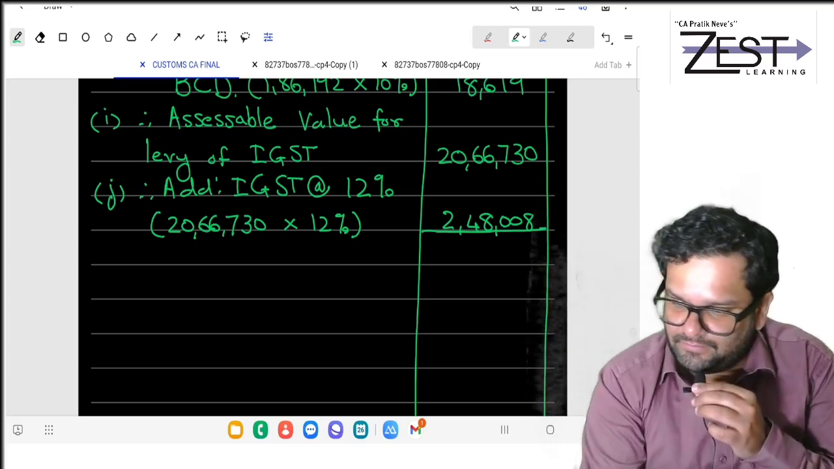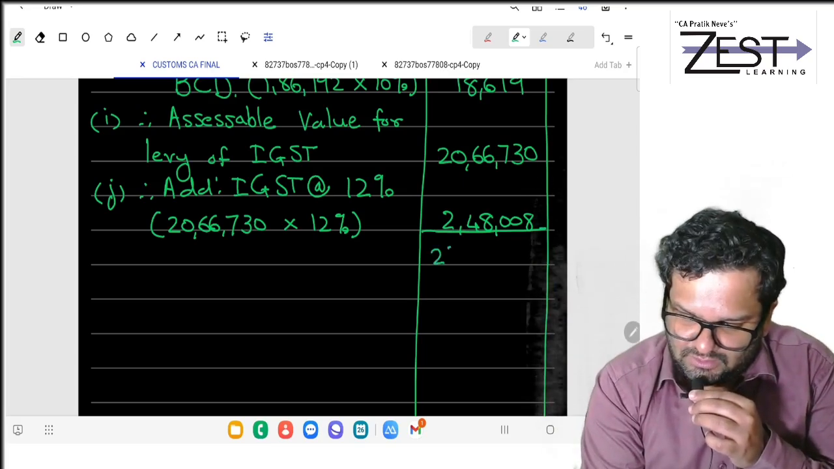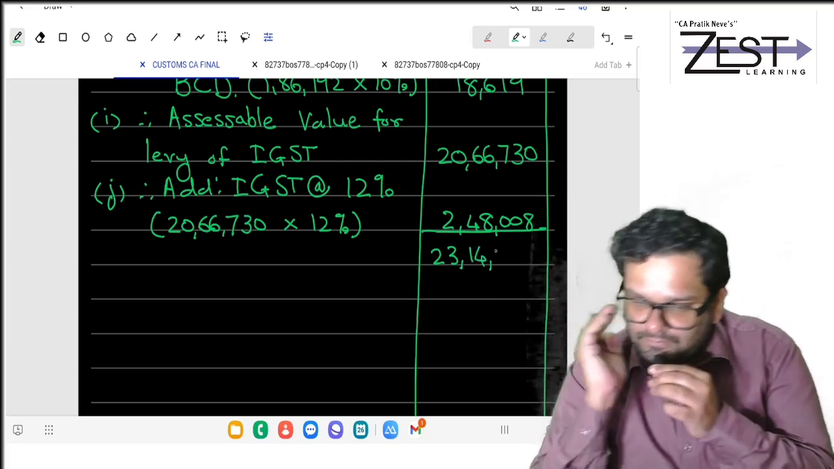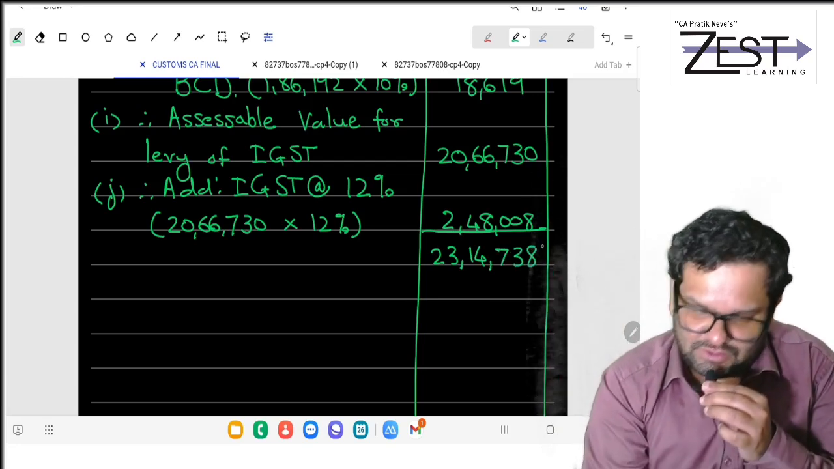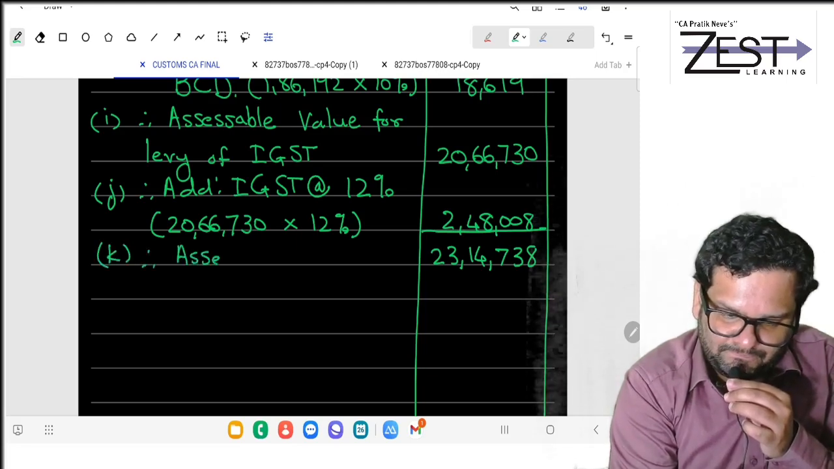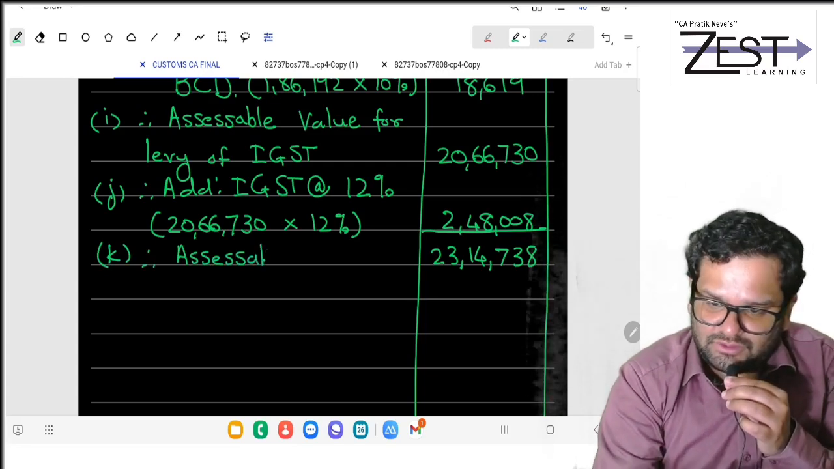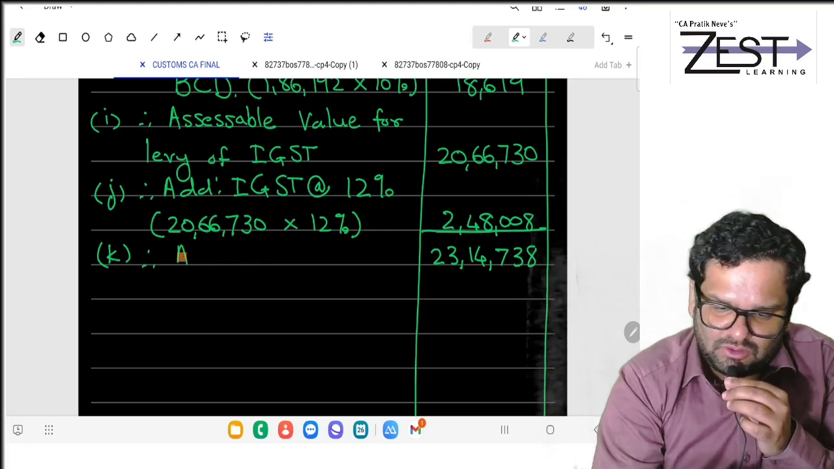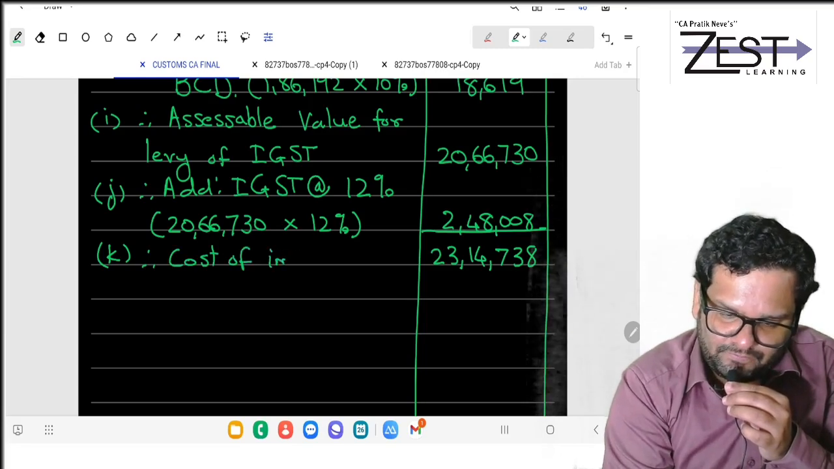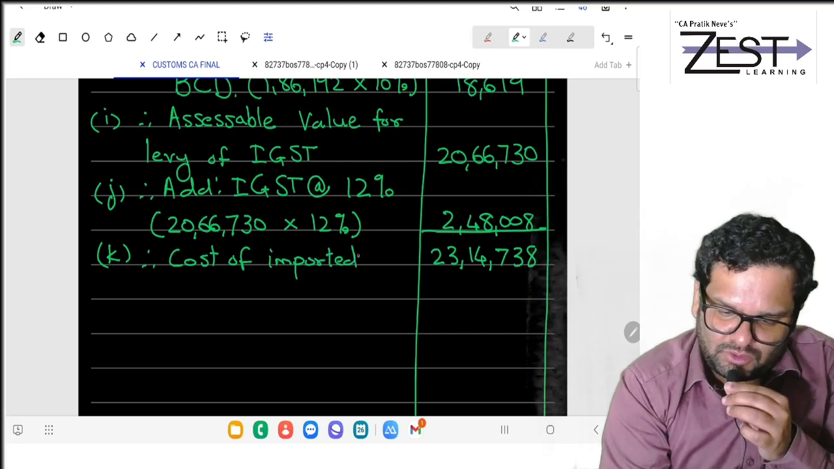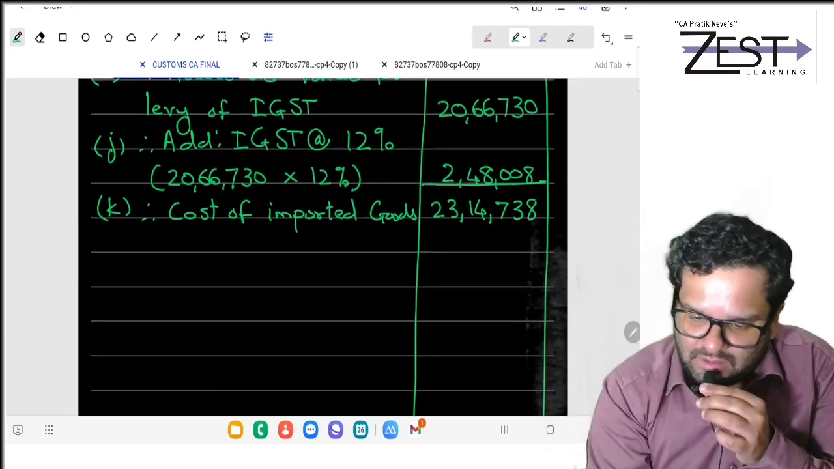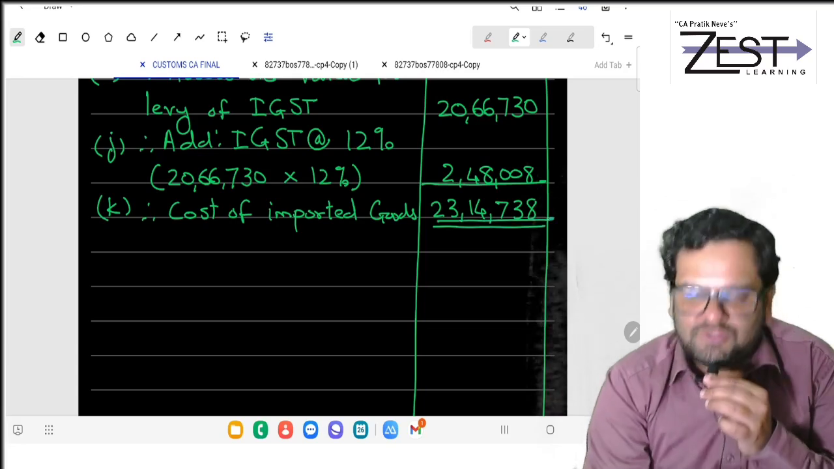Finally, are you getting 23 lakh 14,738? Sorry, this is not the assessable value. This is finally your cost of imported goods, because every duty is added now. This is your cost of imported goods. Now, friends, finally, can I find out the total customs duty payable?